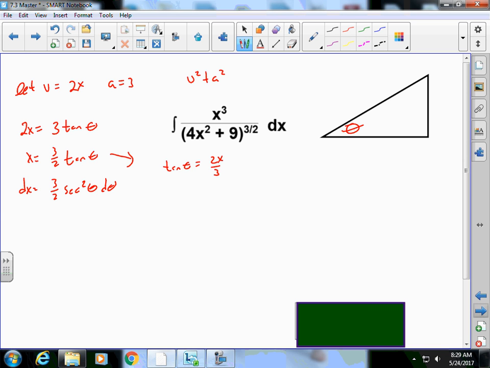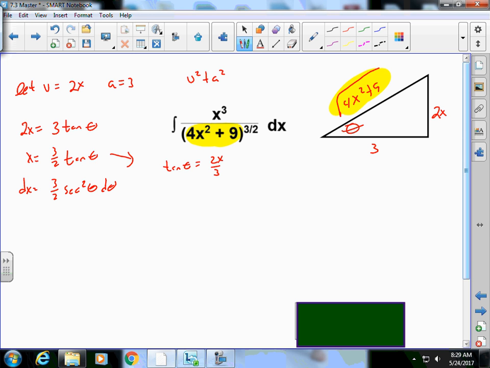From that, we could build our triangle. The opposite side's 2x. This is 3. This is the square root of 4x squared plus 9. I don't know if we've caught on to this, but this has always been the missing side, and hopefully we're seeing that. So it really isn't hard to build our triangles.